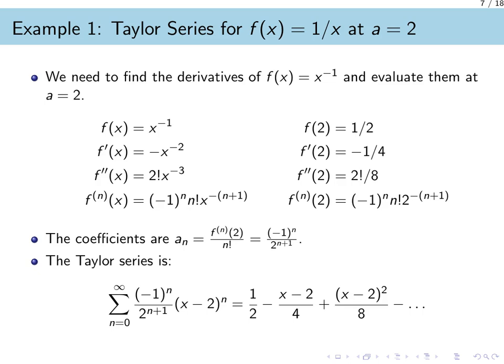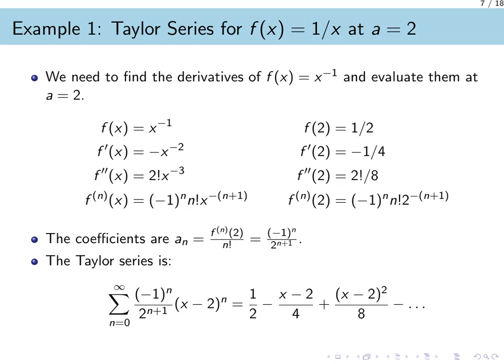We can see a pattern emerging. The general formula for the nth derivative is negative 1 to the power of n times n factorial times x to the power of the quantity negative n plus 1. Next, we evaluate each of these derivatives at our center, a equals 2. This gives us the sequence of values shown on the right.